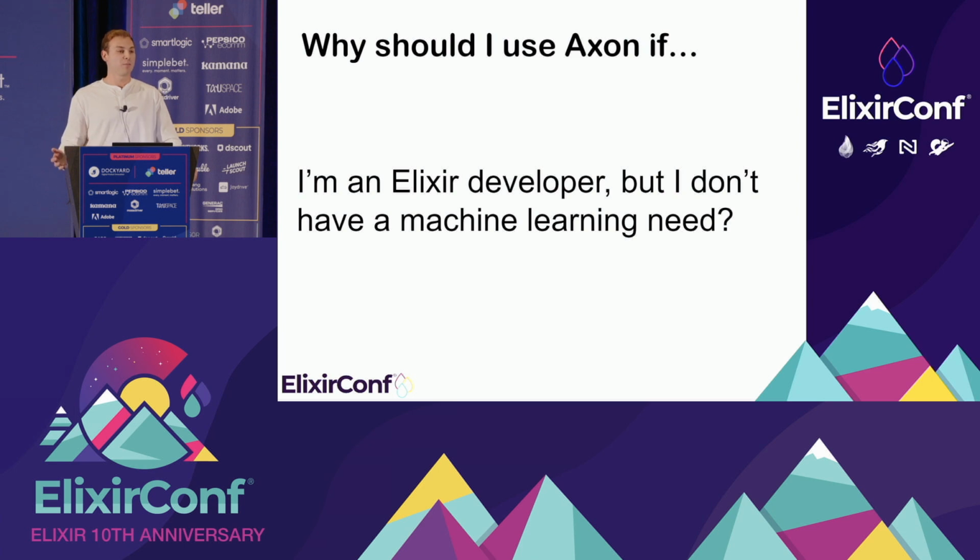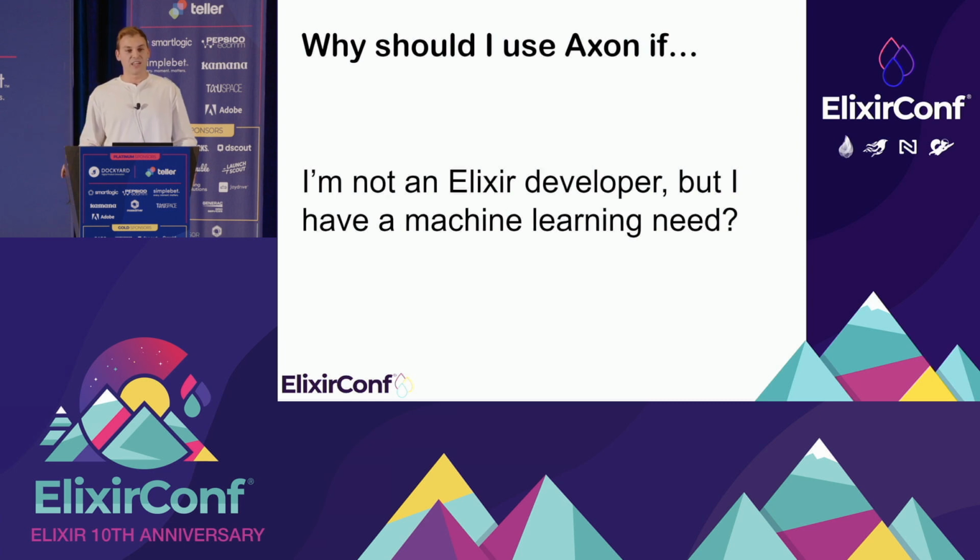If you're an Elixir developer but you don't have a machine learning need, I'm not encouraging you to go out and seek a machine learning need, because I really don't like when people just attach the machine learning buzzword to an application. So by no means should you go out and seek a machine learning need, but I am of the opinion that machine learning is getting so powerful that there are so many things that can benefit from machine learning. And if you're an Elixir developer and you find a machine learning need, then it just makes sense to start with Elixir.